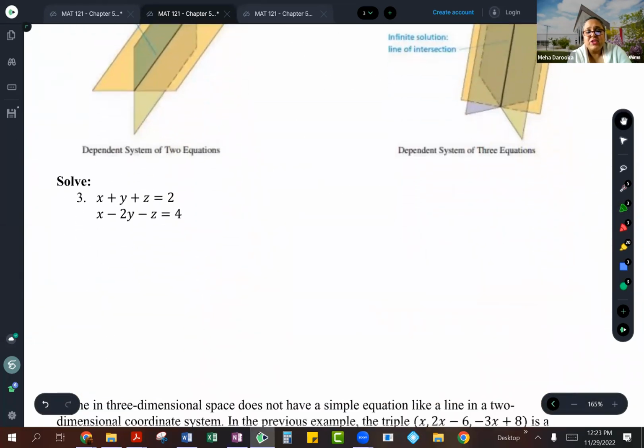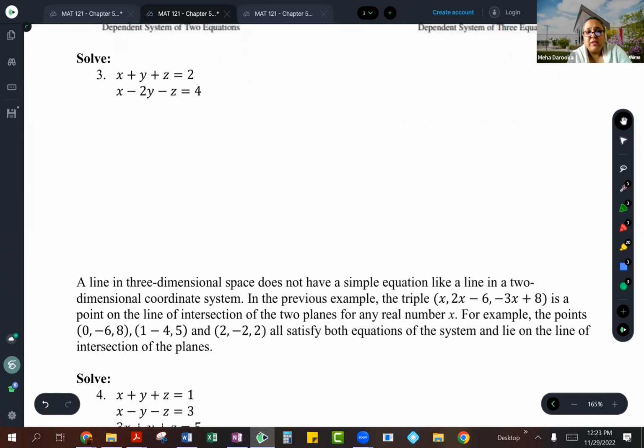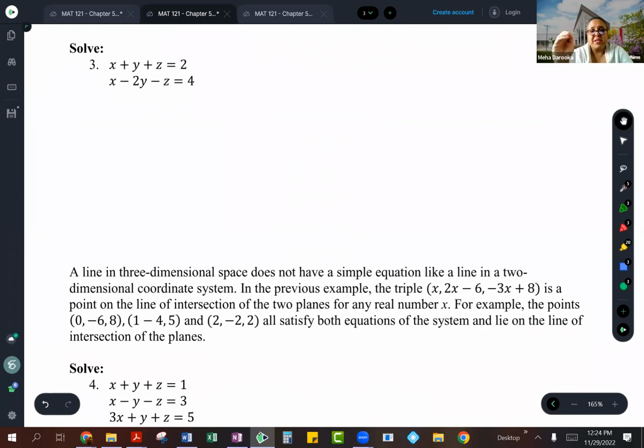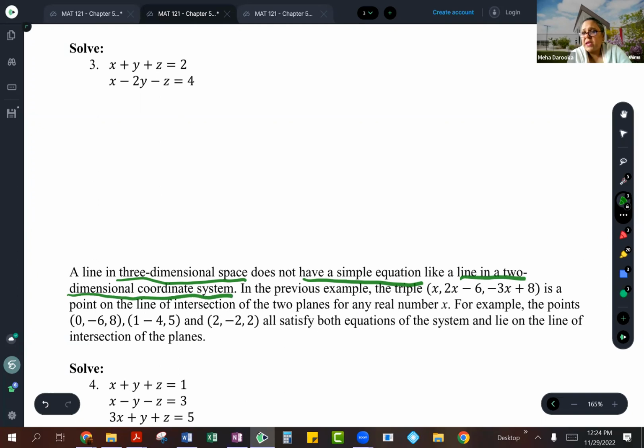So in that case, your system could actually just have 2 equations with 3 variables. And how would we go about solving this? The idea here is that a line in a three-dimensional space does not have a simple equation like a line in a two-dimensional coordinate system, like your y equals mx plus b kind of equation.